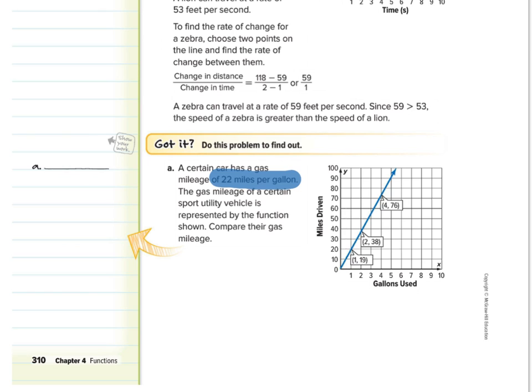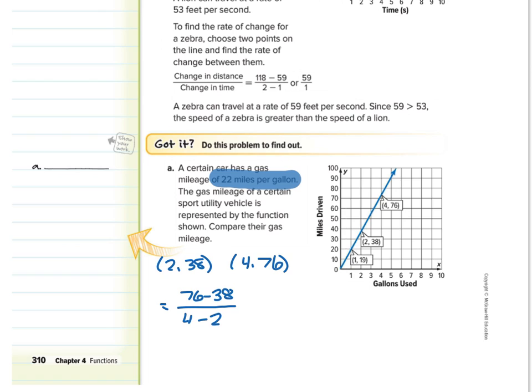Well, if we pull out 2 points, say we pull out (2, 38), and just for a challenge, let's go to (4, 76). Well, if we look to compare and calculate, we're going to look at our change in miles here, so 76 minus 38, and put that over our change in gallons, 4 minus 2.